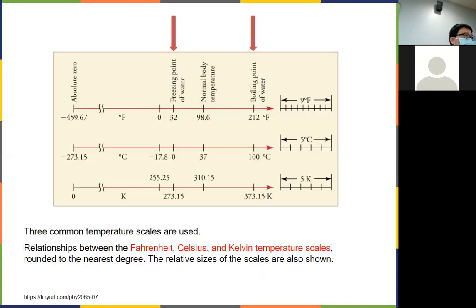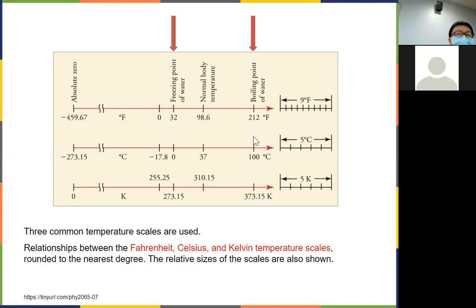Typically on the different scales, you can pick two reference points. Most often the ones picked are the freezing temperature and boiling temperature of water. In Fahrenheit, 32 degrees is the freezing of water, and boiling of water is at 212 degrees. In Celsius, 0 degrees is the freezing point of water, and 100 degrees is the boiling temperature of water.